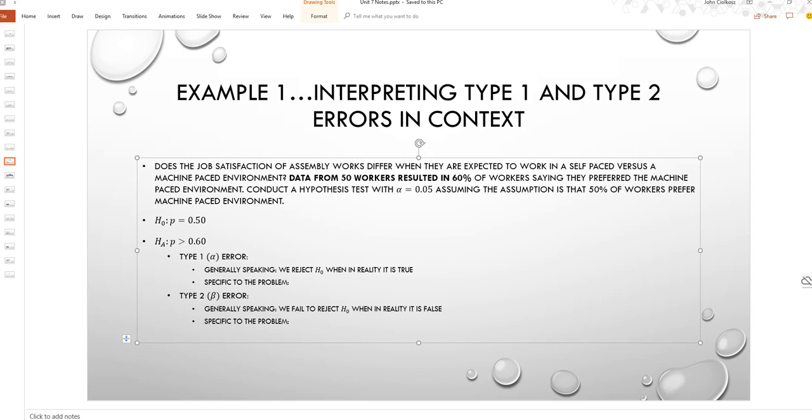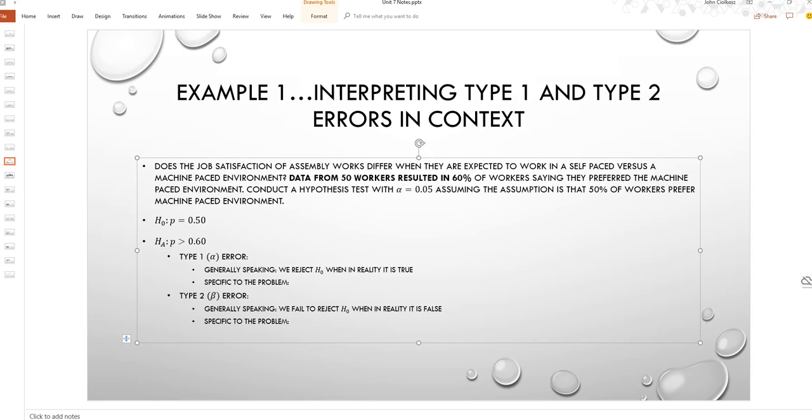So now let's think specific to this problem. Here, we're saying that more than 50% prefer the machine-paced environment, right? Because there are two possible things: do they like self-paced versus machine-paced? Given the assumption that 50% prefer the machine-paced, we're looking at the null hypothesis as being 50% prefer machine-paced. So if we reject it, here's specific to this problem. We reject our null hypothesis, right? So we want to think about the wording here.